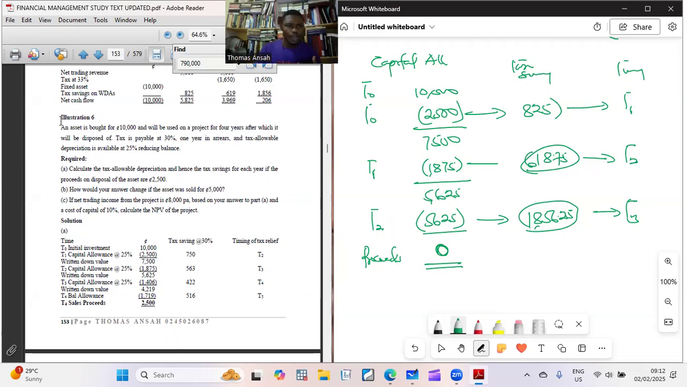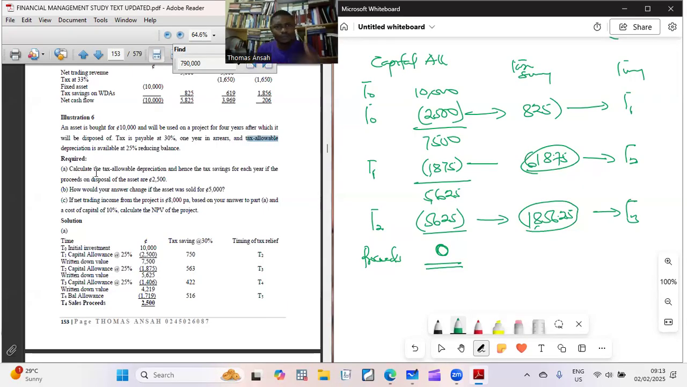So again, you have this question to deal with. It's good you go and deal with it. An asset was bought at 10,000, will be used for 4 years, and after which it will be disposed. Tax is 30%, 1 year in arrears. You don't need to be told. That's the general assumption. Capital allowance is this. So you see that in this question, you were not told the timing of the purchase of the asset.